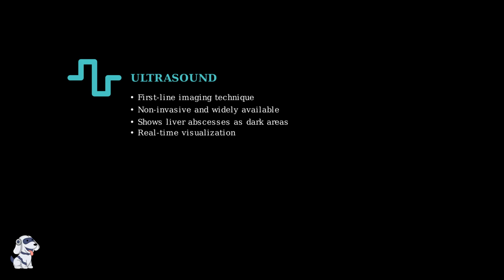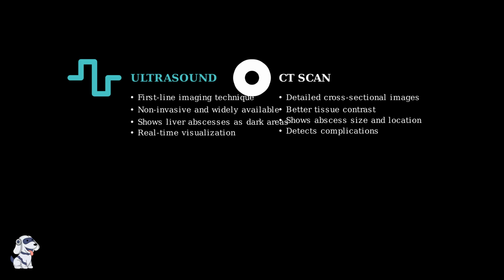Ultrasound is typically the first imaging technique used. It's non-invasive, widely available, and can quickly identify liver abscesses, which appear as dark, fluid-filled areas on the ultrasound image. CT scans provide detailed cross-sectional images with excellent tissue contrast. They can precisely show the size and location of abscesses and detect complications like rupture or spread to nearby organs.